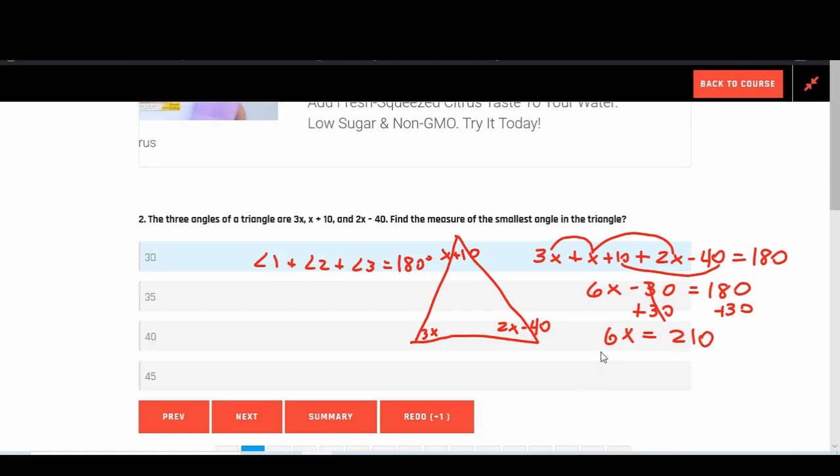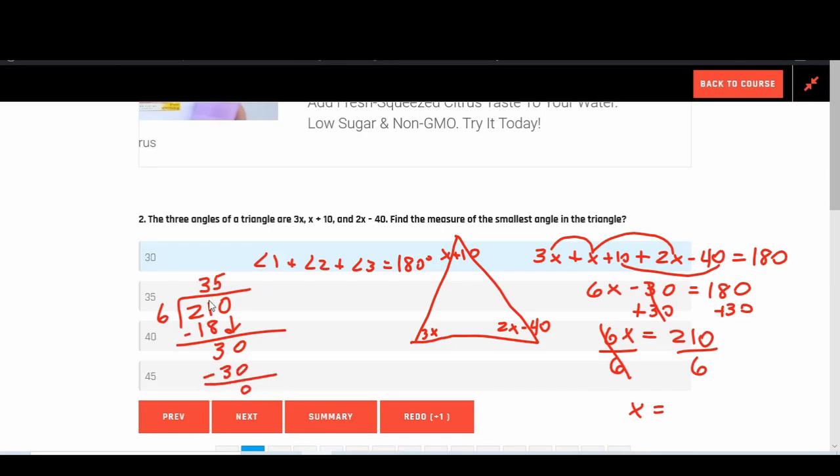Now we're going to divide both sides by 6 to get x by itself. And we're left with x equals 210 divided by 6, which is, let's work this out doing long division. 6 goes into 2, it doesn't, it's too small. 6 goes into 21 3 times without going over. 6 times 3 is 18. We subtract 21 minus 18, which is 3, and we drop down the 0. 6 goes into 30 5 times. 6 times 5 is 30, so we don't have a remainder. So we know x is equal to 35.